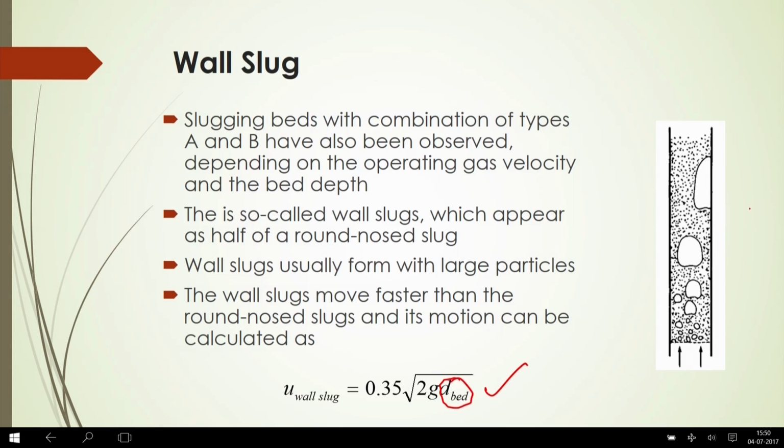So, very interesting, this wall slug, because here the slug of course will be touching the wall of the bed, and it is seen that the slug occupies only half the portion of the cross section of the bed. And in this case you can get this type of phenomenon for large particles also. And then these slugs generally move faster than the round nose slugs, and the motion can be calculated as per this rise velocity as given by Cooney and Levenspiel.